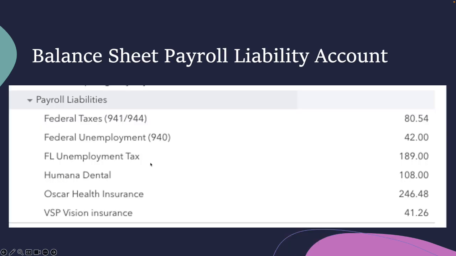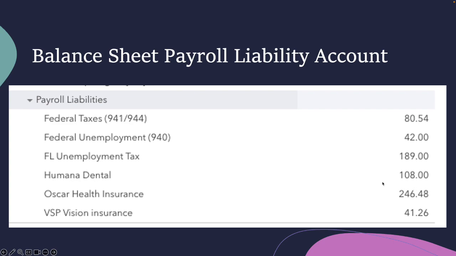All right, next we have the balance sheet payroll liability account. So this is where you're going to find out if everything in QuickBooks is correct, is matching with what the reports are saying. So you want to check your federal taxes, and this is the liability based on the tax liability report that we just had, not the tax payment, but the liability tax report. So you want to find out that the federal tax is correct, the federal unemployment is correct, and Florida unemployment, or whatever state you're in, and all the other liabilities, right?